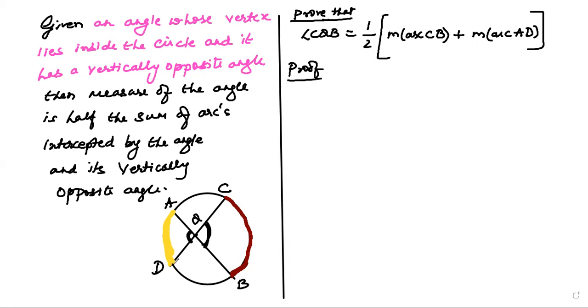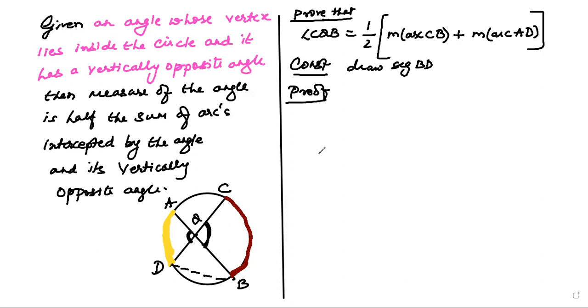So what I do, I just join D to B, just here. I just do a construction here, children. What construction did I do? I just said, construction: draw segment BD. Okay, draw segment BD. Now see the proof for it. Very simple, very easy. Got it?